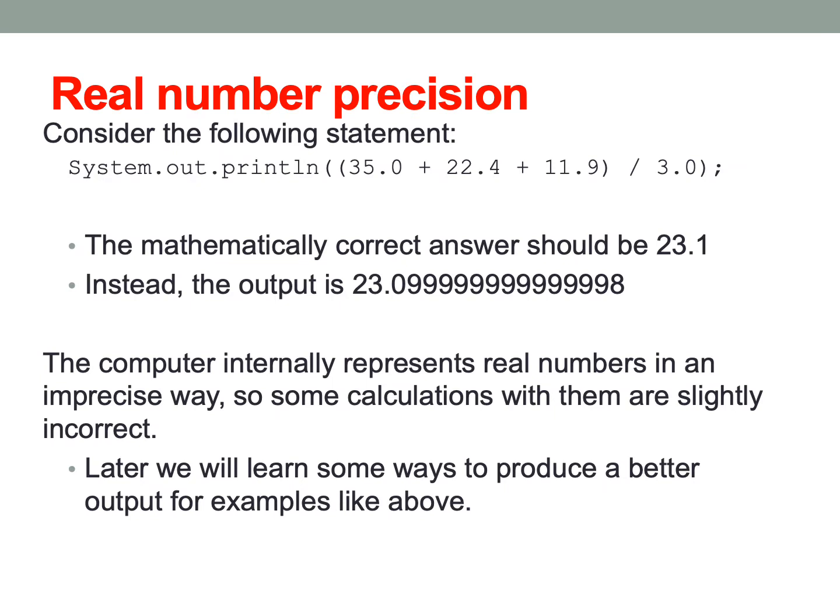Regarding real number precision, consider the following statement. If we have 35.0 plus 22.4 plus 11.9, and then the whole value will be divided by 3.0, supposedly we should get 23.1. But instead, when we run System.out.println, it will give us 23.0999 and so on. The computer internally represents real numbers in an imprecise way, so some calculations with them are slightly incorrect. Later, we will learn some ways to produce a better output for examples like above.